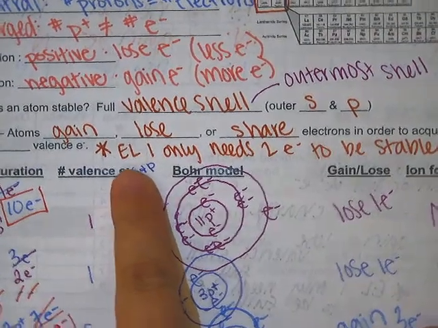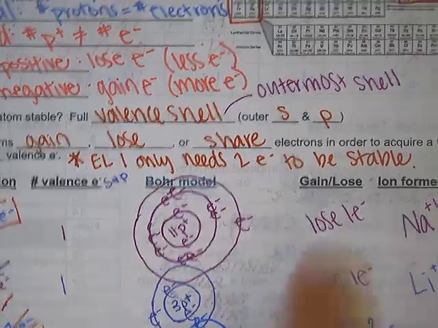Just to show you where that is before, we already wrote that exact same thing. Energy level 1 only needs 2 electrons to be stable. That means the same thing as full.